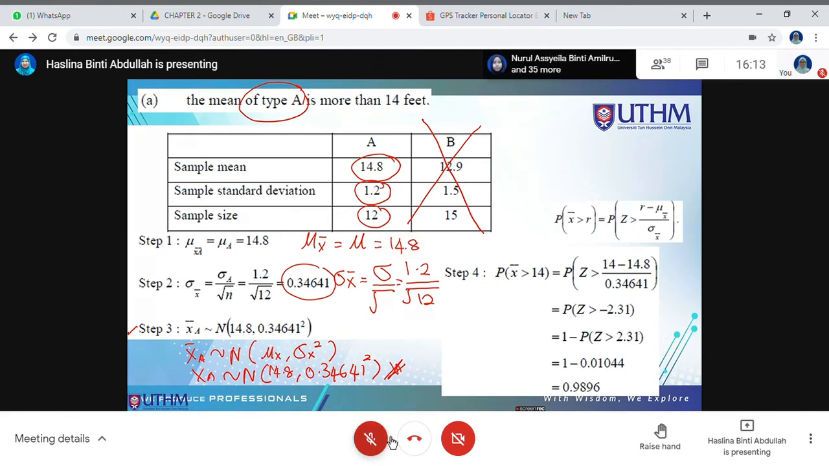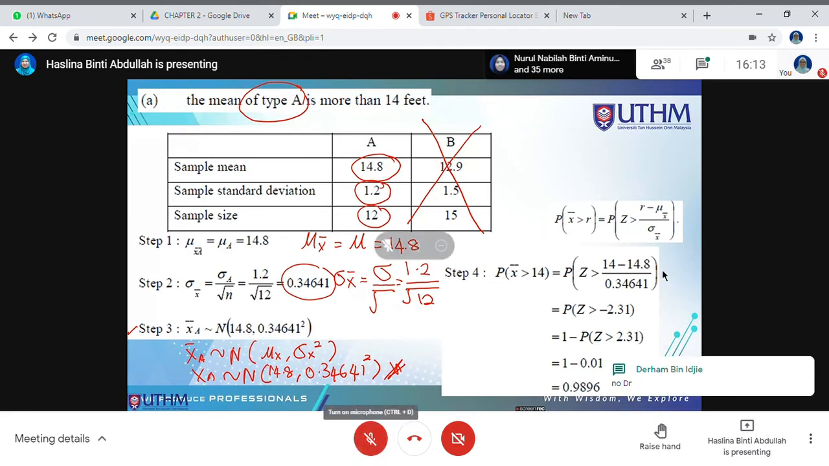Any question for step 1, step 2, step 3? No, Doktor. Faham. Okay, good.